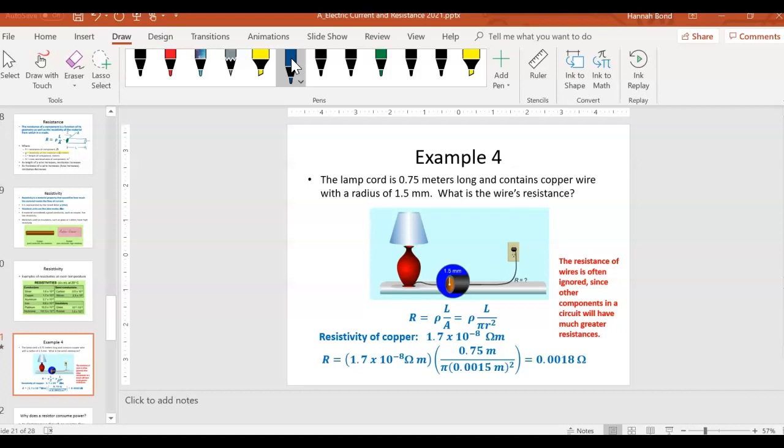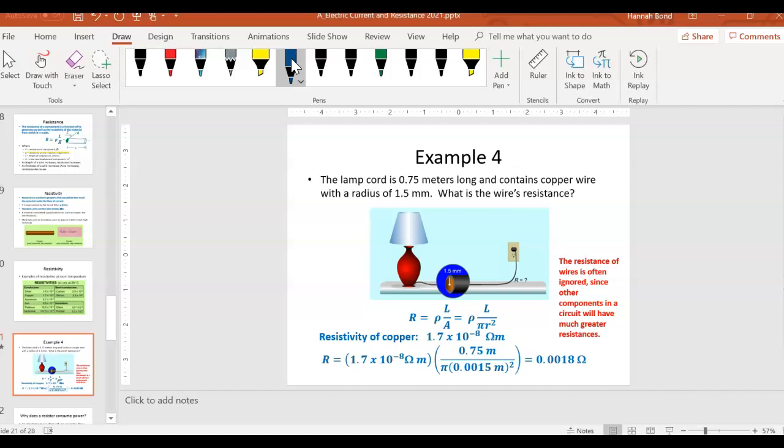Since they are giving me a radius, that implies that it has a circular cross-section, and so the area would be pi times the square of that radius. But remember to put that radius into meters, right? We need to work in standard units. And then I'd have to go look up the resistivity of copper to find the rho, and would find that it's 1.7 times 10 to the negative 8th ohm meters.